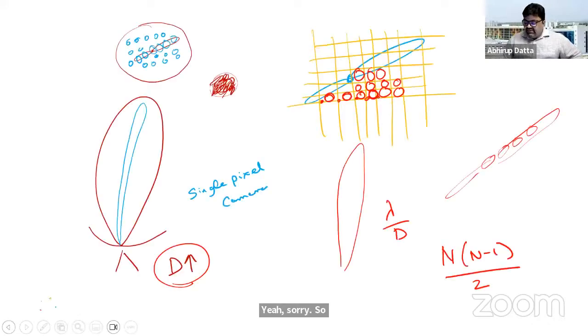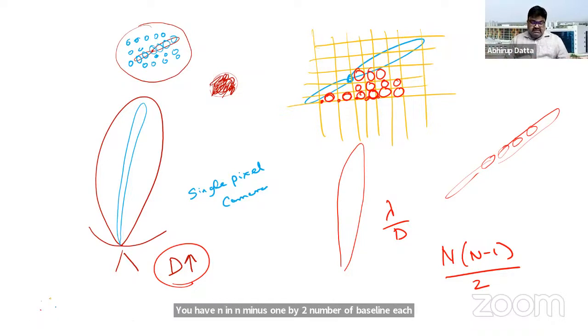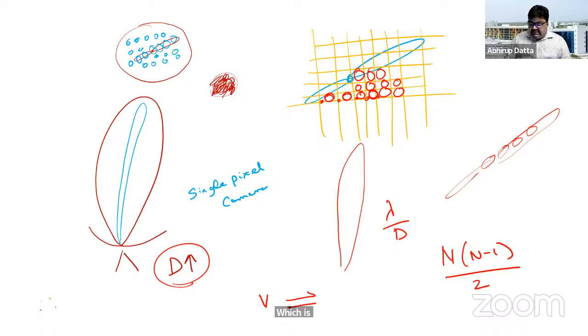Yeah, can you see this again? Yes, sir. Yeah, sorry. So for n number of antennas, you have n into n minus 1 by 2 number of baselines. Each baseline gives you one fringe. So you have a superposition of that, and then do a Fourier transform to get into the image domain. If I fast forward a little bit, essentially what you get is something called a visibility, which, if you take a Fourier transform of that, will give you the sky image. That's what we're going to do.